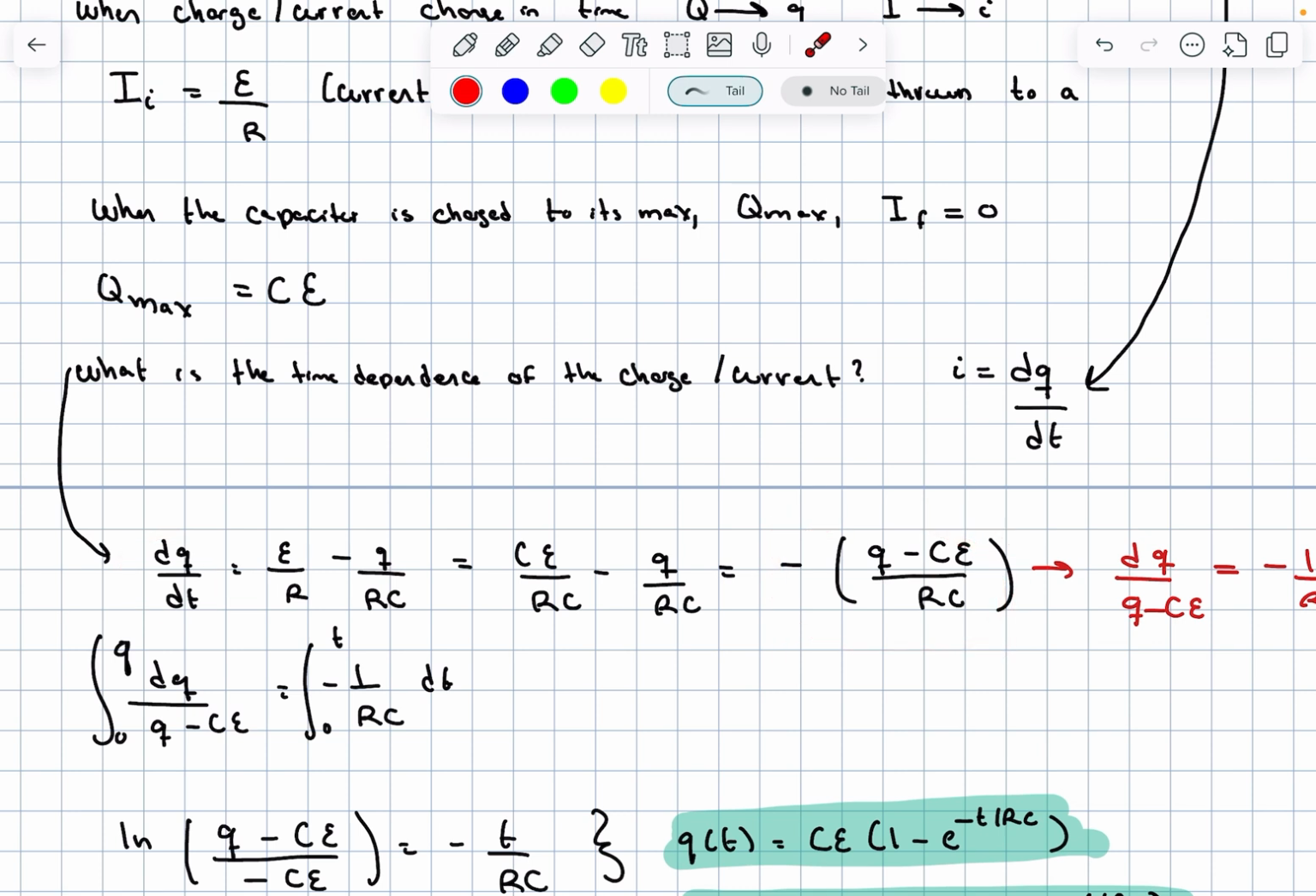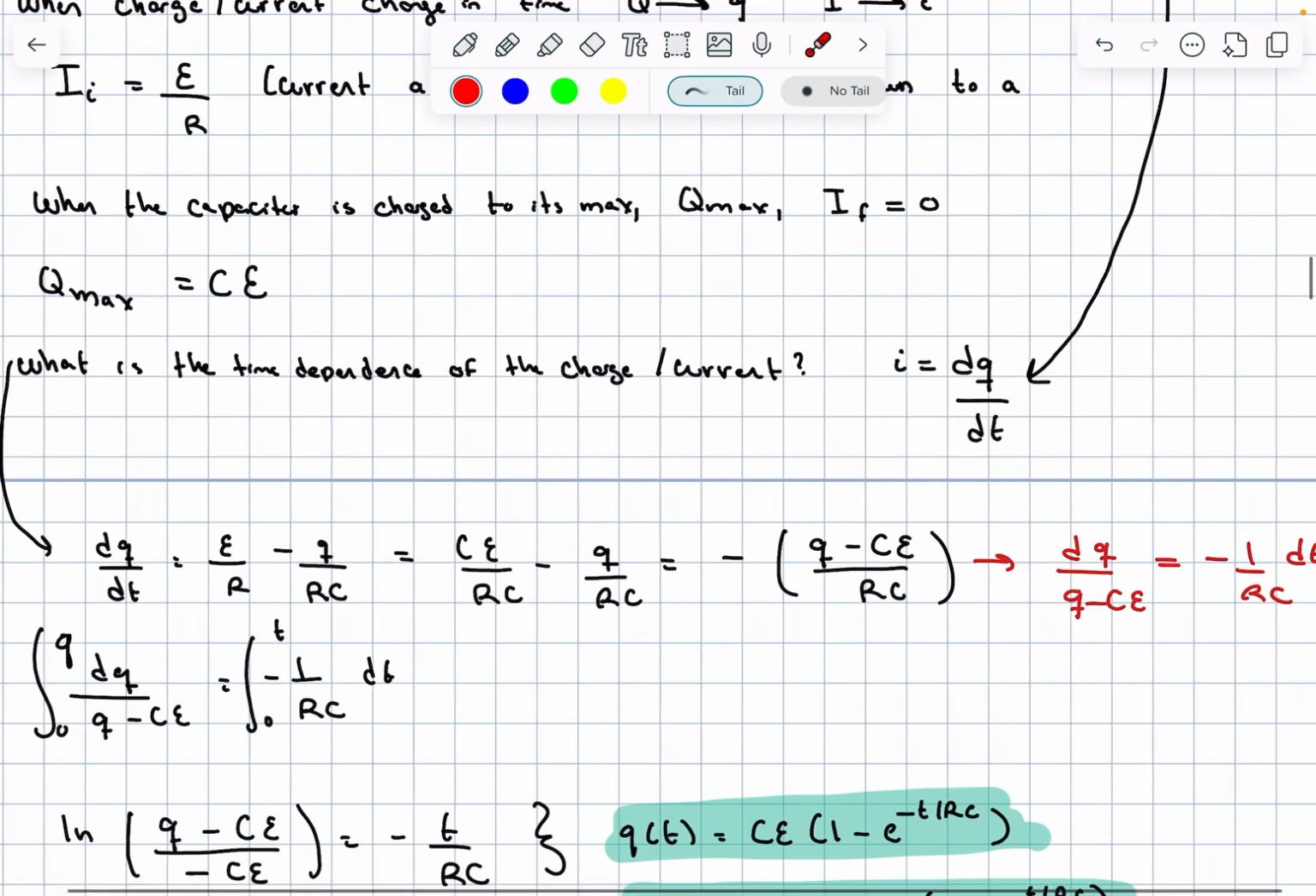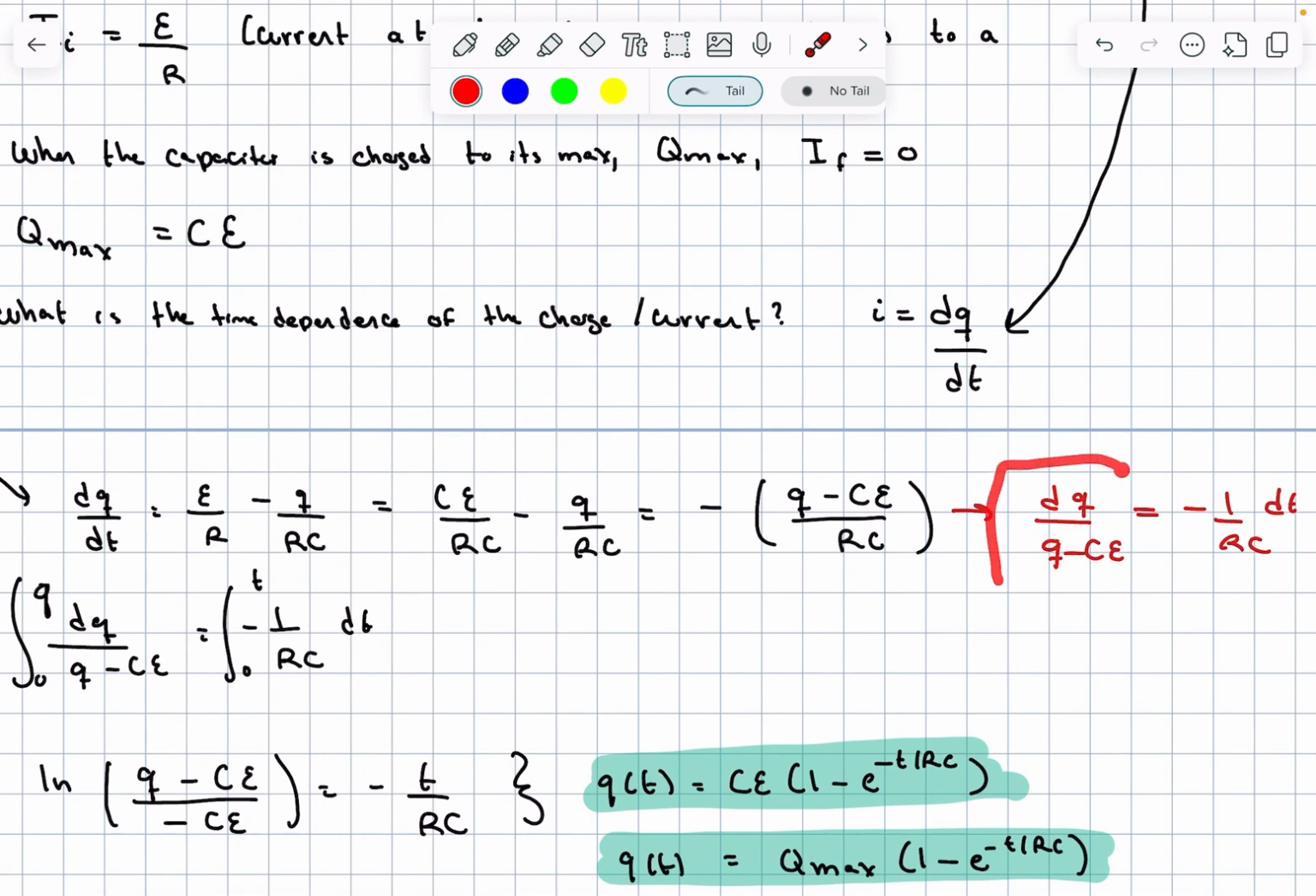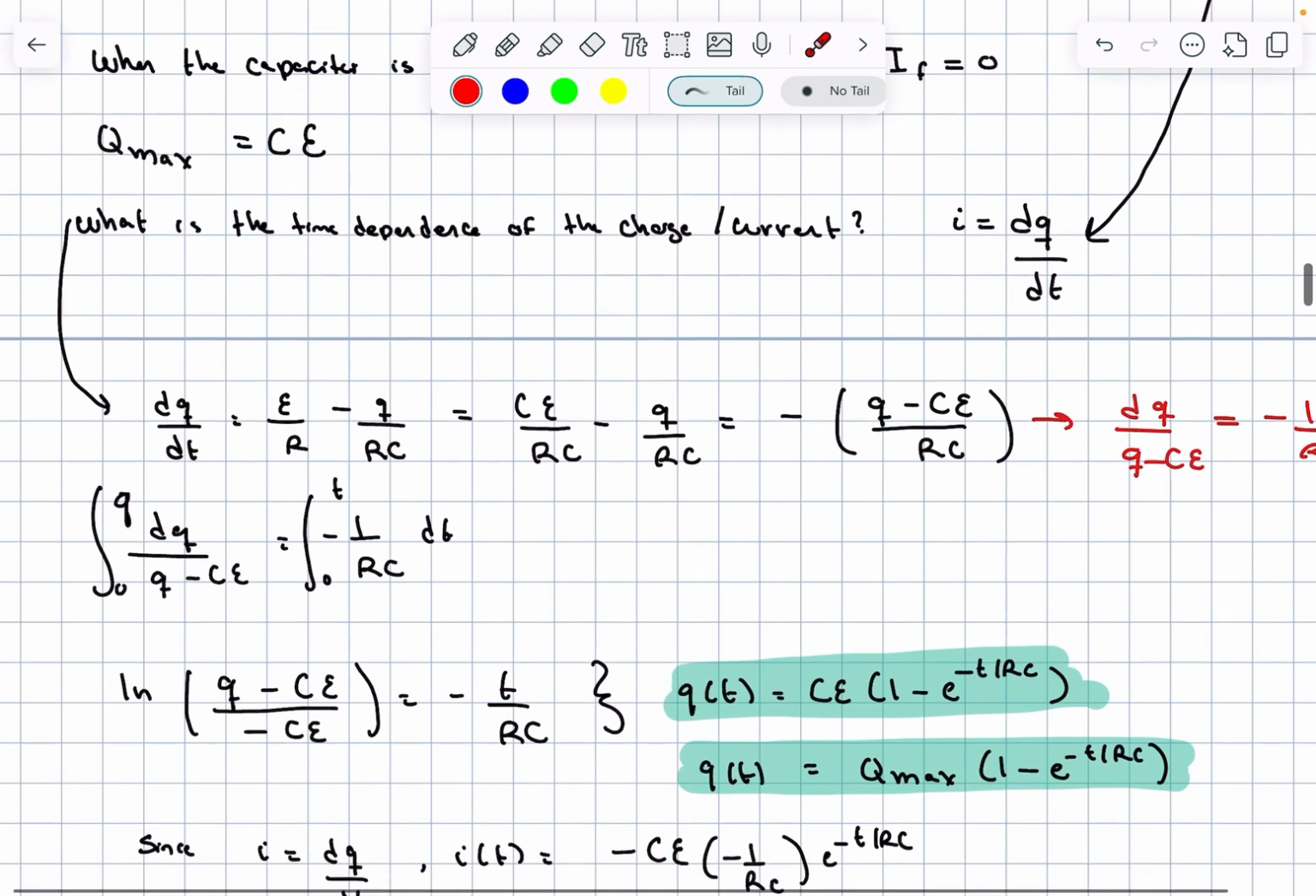The next thing we do is we take everything that has to do with q and we put it onto this side of the equation. Everything that has to do with not q to the other. So it looks like this. dq over (q minus CE) is equal to negative 1 over RC dt. We're going to take the integral from both sides.